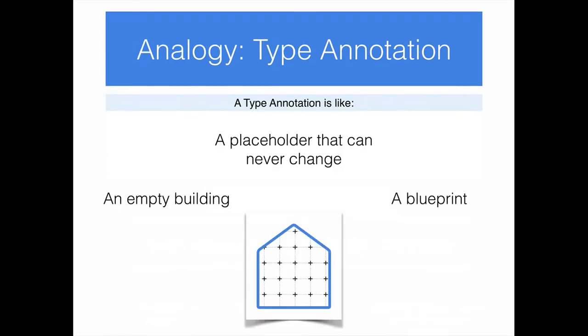So let's go ahead and just take a look at an analogy of a type annotation. It's like a placeholder that can never change. So when we say that it's going to be of type String or of type Int, and that was our whole numbers, or a Bool for booleans, true or false, we're basically specifying that type for that name.